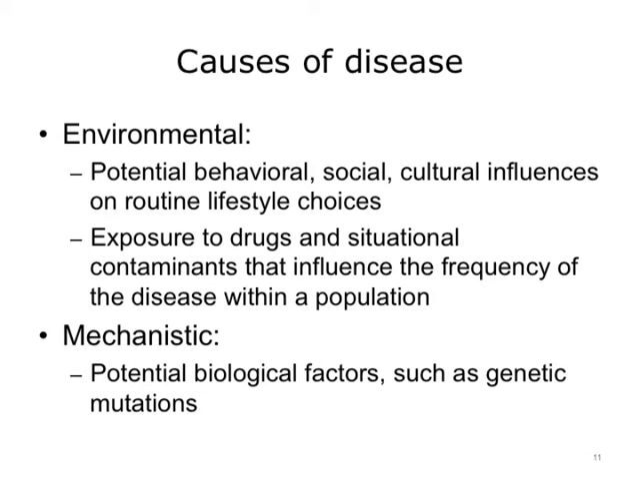What are mechanistic causes of disease? Mechanistic causes of disease are biological factors which may also influence frequency of disease. What are some examples of both categories of disease causation? An example of a potential environmental influence on disease includes the recent oil spill in the Gulf, and also the downstream effects of the oil spill on the food chain for the population living within that region. An example of potential mechanistic or biological causes for disease include genetic mutations, such as the BRCA1 or BRCA2 gene mutations that increase an individual's lifetime risk for developing breast, ovarian, and other cancers.